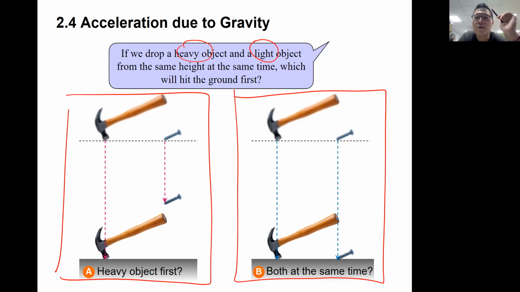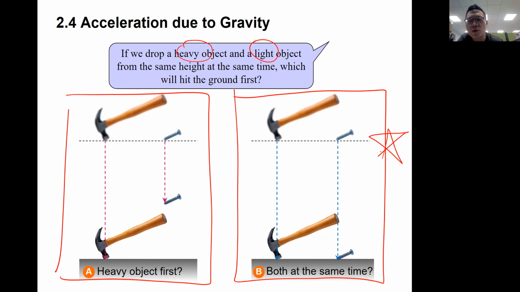The reason is that which scenario happens depends on which conditions are present. If the correct condition is present, both scenarios can occur. It's possible to have the hammer reaching the floor first, or it's also possible for the hammer and the nail, the heavy and the light object, to reach the ground at the same time. In this section, we will look at the second scenario, and at the conditions that allow it to happen.